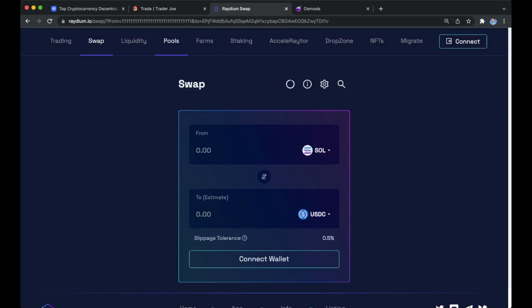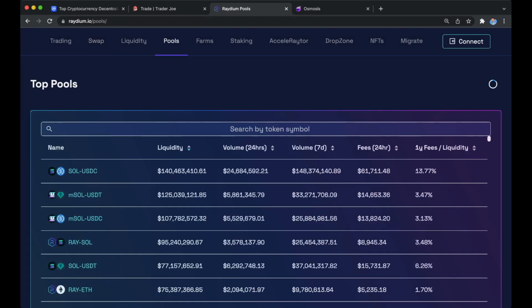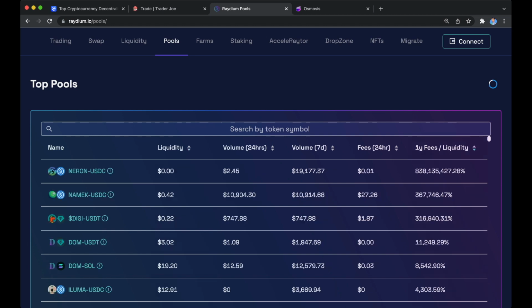Awesome. And if we look at some of their pools, here are their top pools by liquidity provided. So the first most popular pool would be the Solana USDC pair, which would yield you 13.77% APR. The second most popular pool would be the MSOL and USDT pair, which would net you 3.7% APR. You can even sort by APR here. And we do have some of the more extreme APRs, but these are highly volatile, highly risky.